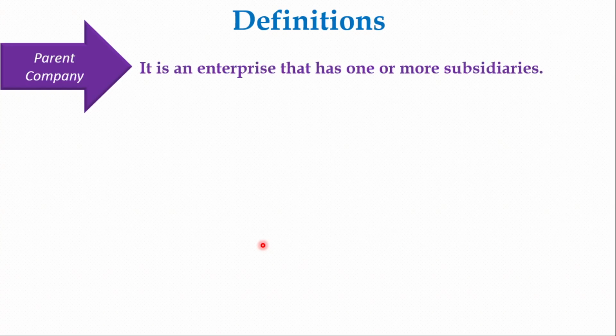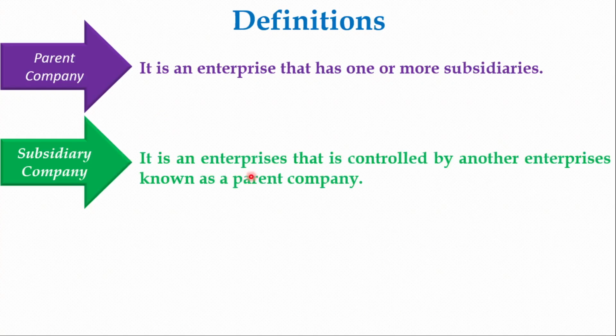Let's see the definition of parent company. As I earlier mentioned, AS21 is applicable and laid down for the parent company, that is an enterprise that has one or more subsidiaries. As you know, in the case of holding as well as subsidiary company, the holding company is a parent company. So it is an enterprise that has one or more subsidiaries, and the companies which are held by somebody else are held companies, or we can say subsidiary companies. The second one is subsidiary company. It is an enterprise that is controlled by another enterprise known as a parent company.